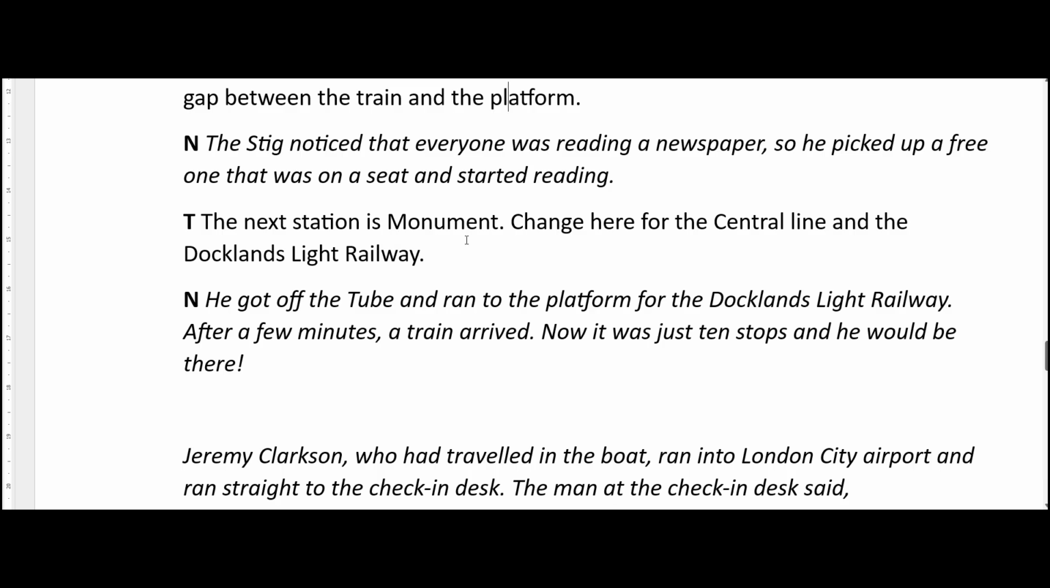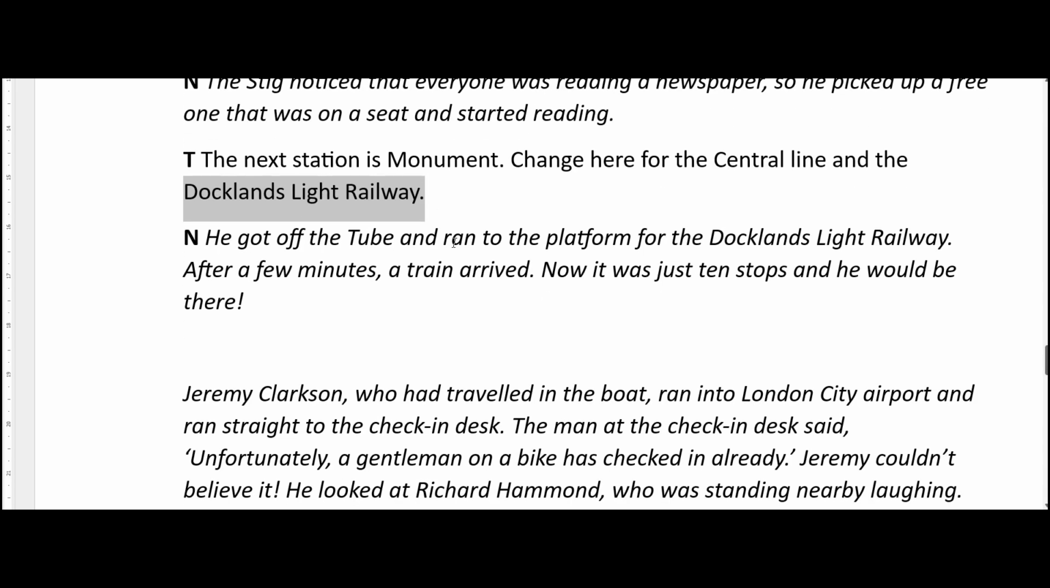Следующая станция – Монумент. Перейдите здесь, то есть измените направление, change here дословно, перейдите здесь на центральную ветку, и вот это Docklands Light Railway – это уже железнодорожная станция. Он сошел с метро и побежал на платформу уже на железнодорожную станцию. После пары минут поезд пришел. Теперь это всего лишь 10 остановок, и он должен был быть там.